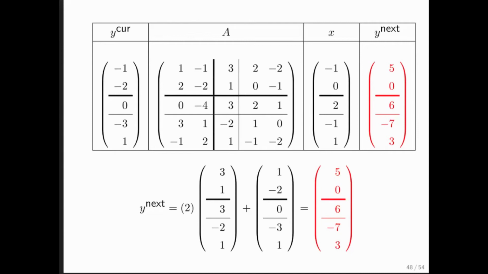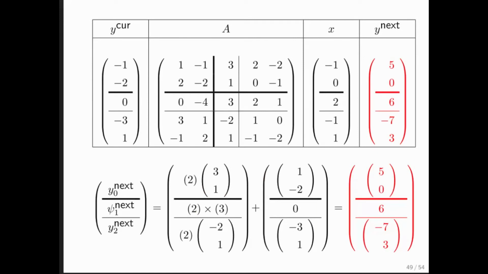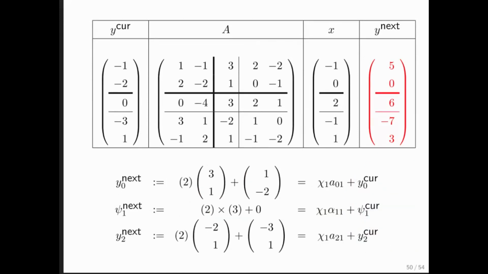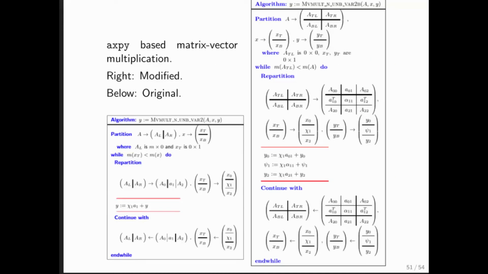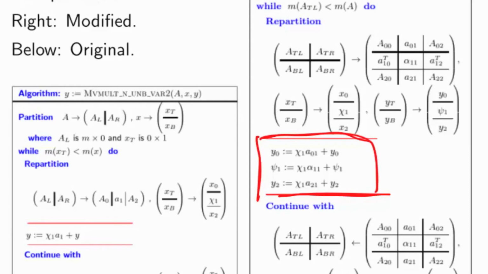So here is a typical situation. What you notice is that this top part here is just updated by doing this times that plus that. We can express that here. When we do that, we see that we end up doing an AXPY, and a scalar multiplication and addition. That gives us this algorithm on the right, where we now update separate parts of vector y with separate parts of the current column of A.